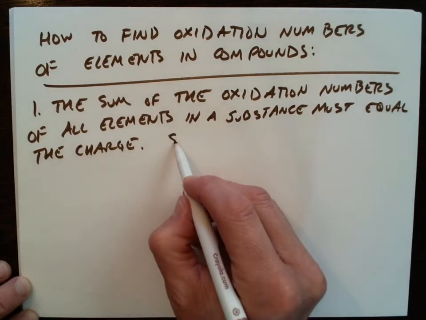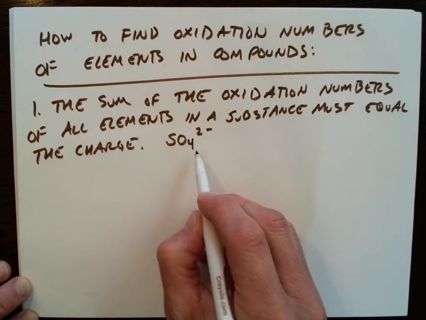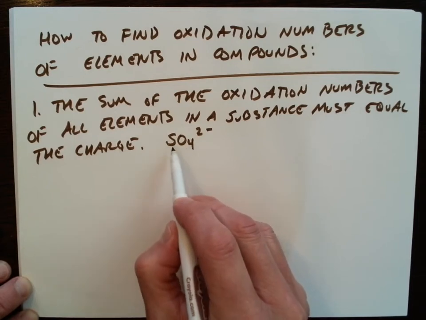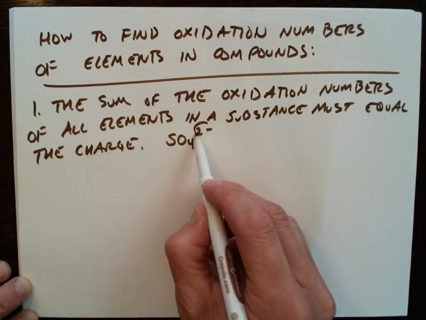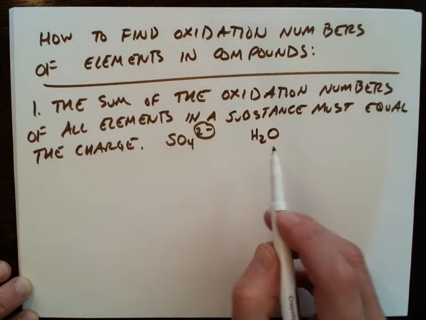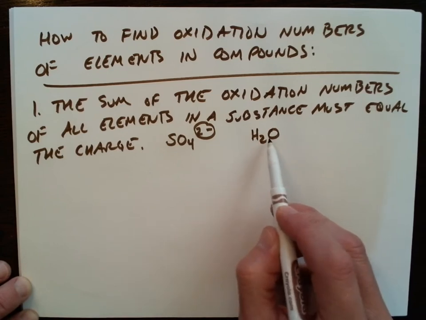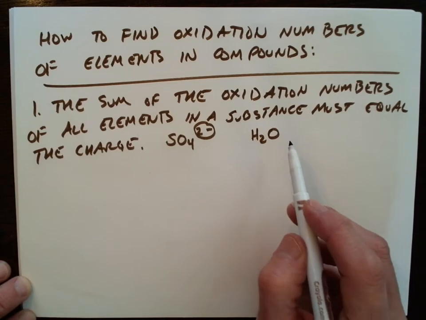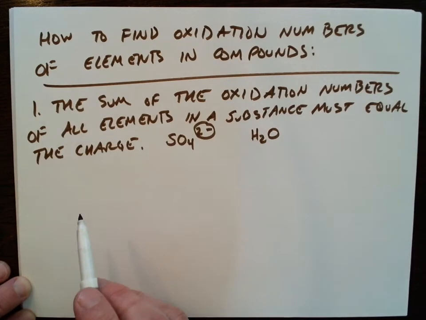So for example, if I'm trying to find the oxidation numbers of both sulfur and these 4 oxygens in sulfate, when I'm done assigning oxidation numbers to the sulfur and the 4 oxygens, and I add them all up, it had better equal -2. If I'm going to find the oxidation numbers of the 2 hydrogens and the single oxygen in water, when I'm done adding all those up, it had better equal 0, because water's uncharged. This rule must be followed. Now let's go over the other rules.